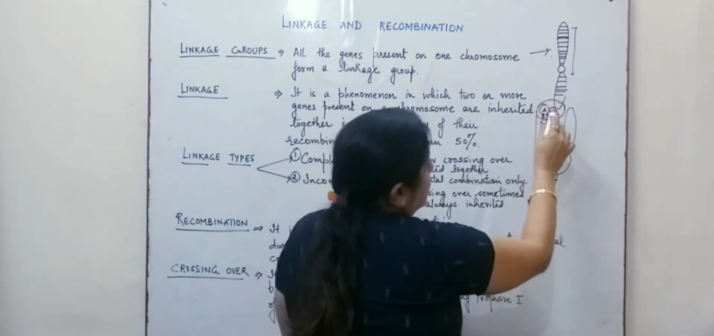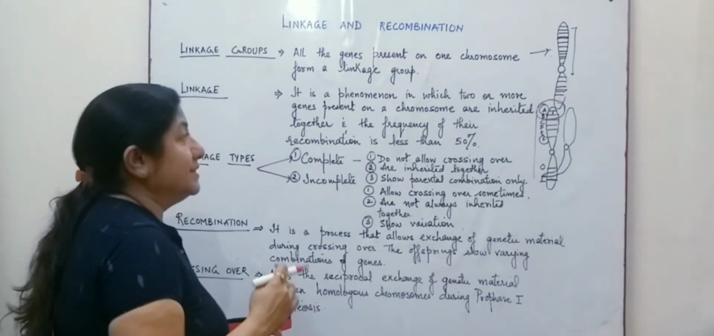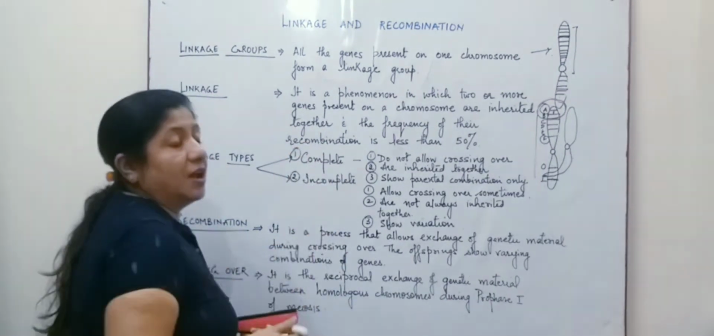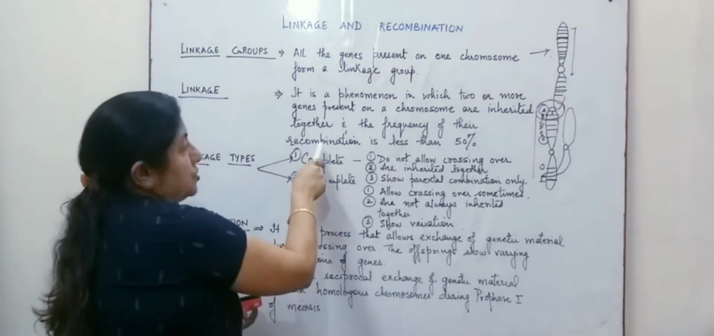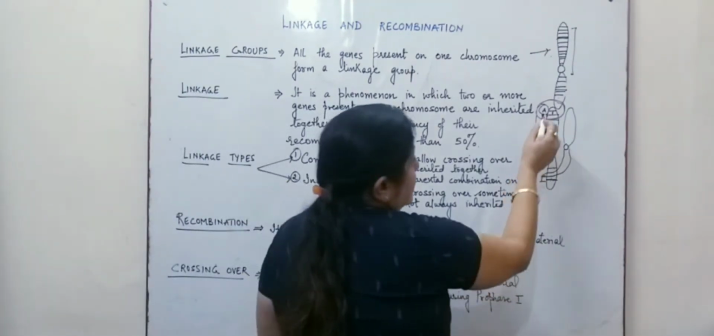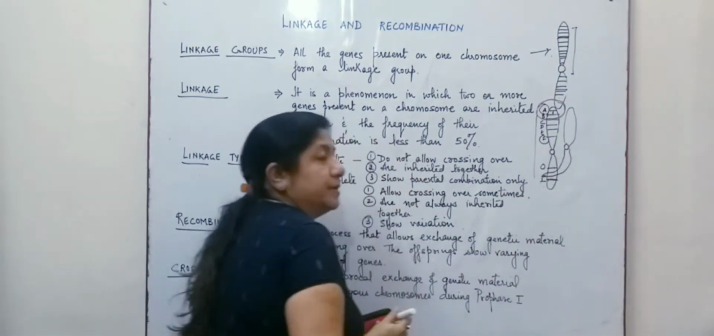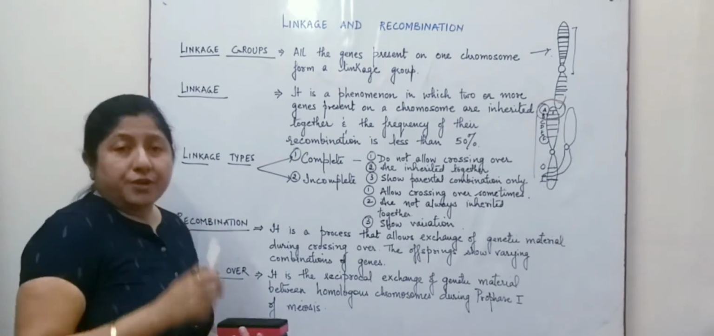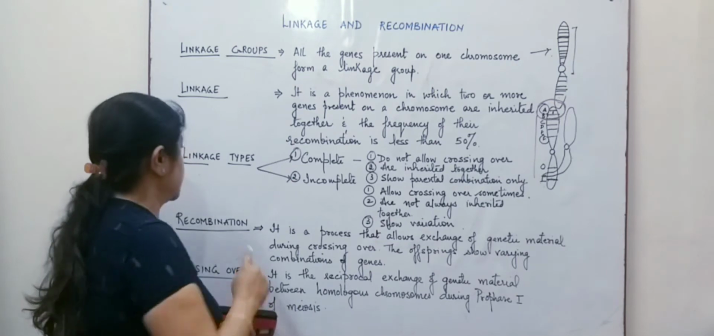As a result, the A and B genes can be inherited together, and these genes will be known as linked genes, and they will allow very less recombination, or the frequency of recombination will be very less. It will be less than 50%, whereas in this case, A and I, the possibility of recombination is very high. So linkage allows recombination depending upon the position of the genes.